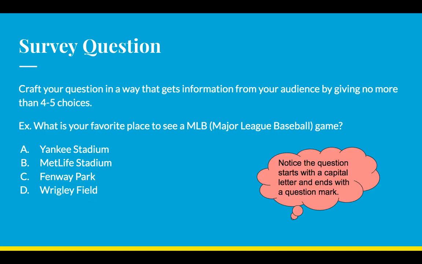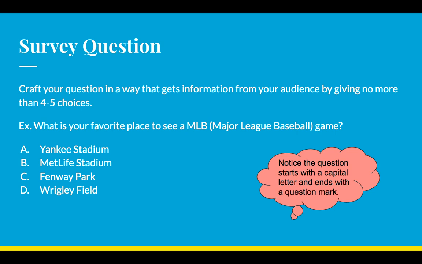Then you're going to craft your question in a way that gets information from your audience by giving no more than 4 to 5 choices. If we give more than that, we're going to have too many choices and we won't really be able to decide. So if I'm thinking about even favorite color, because maybe I'm thinking about painting my room a different color, I'm just going to give 4 to 5 choices about the different paint colors. Because I'm also thinking, I don't want to paint my room hot pink. So I'm not going to give that as a choice. I'm going to think about, what are the ones I might do, and then get people's opinions on which one they think might be best.